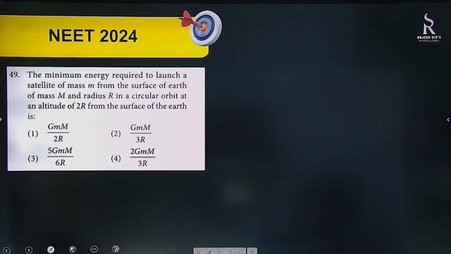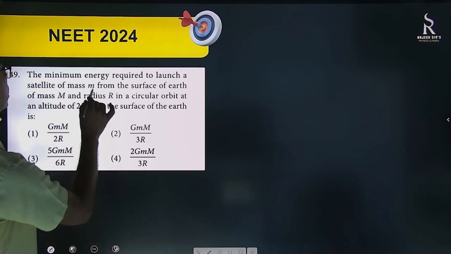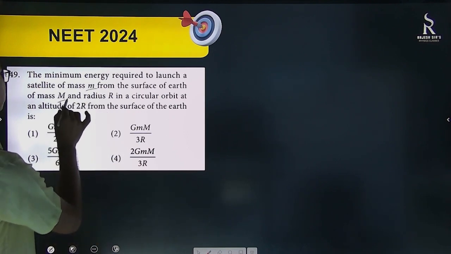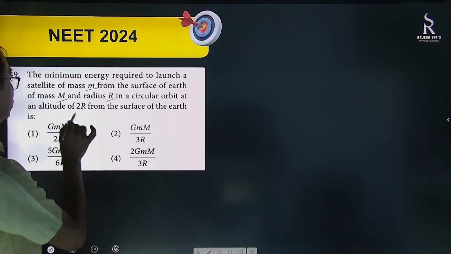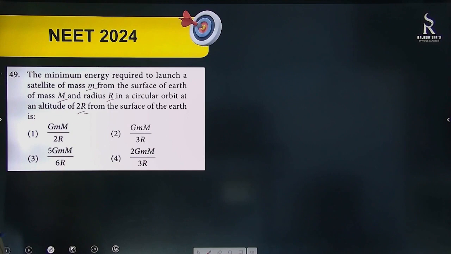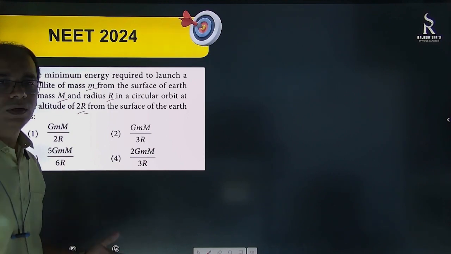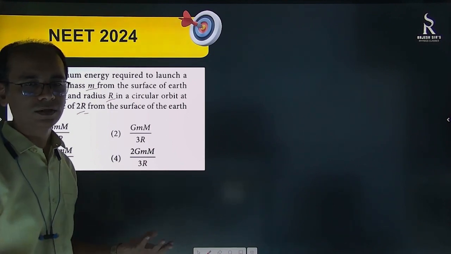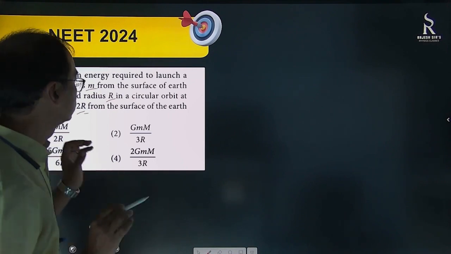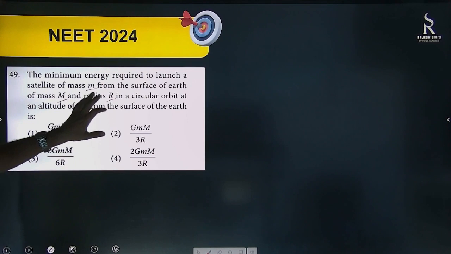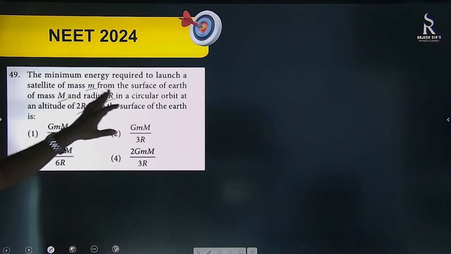Next, 49. The minimum energy required to launch a satellite of mass m from the surface of Earth of mass m and radius r in a circular orbit at an altitude of 2r from the surface of the Earth. We know that in this one, conservative force, gravitation force is there, so energy will remain conserved. Okay, so first let's understand what they want. The minimum energy required to launch a satellite of mass m from the surface of Earth.